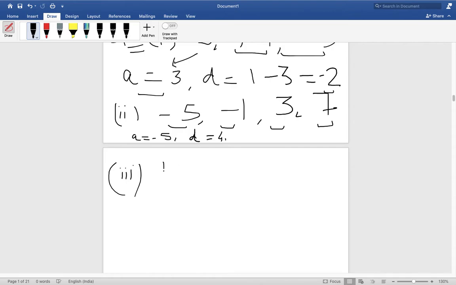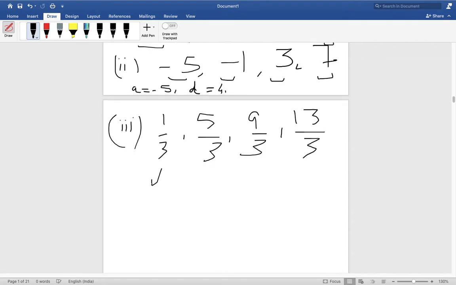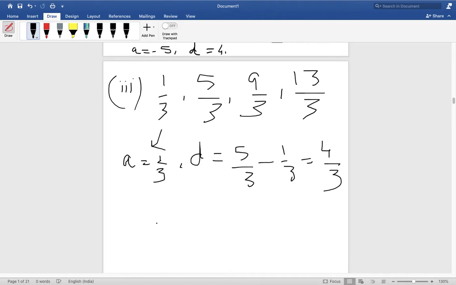So the third one: 1 by 3, 5 by 3, 9 by 3, 13 by 3. First term, of course, this is the first term, no surprise there. Common difference is just the difference of the second term and the first term. 5 by 3 minus 1 by 3, 5 minus 1 is 4, so 4 by 3. That's it, done.